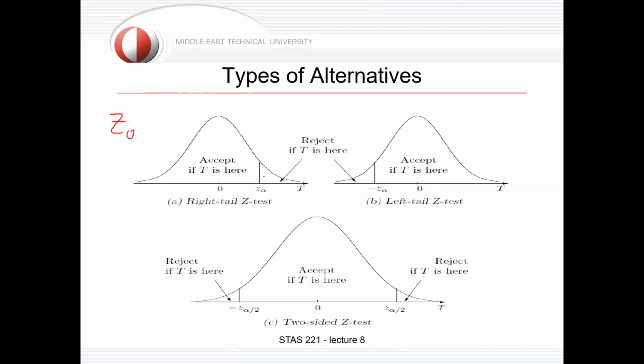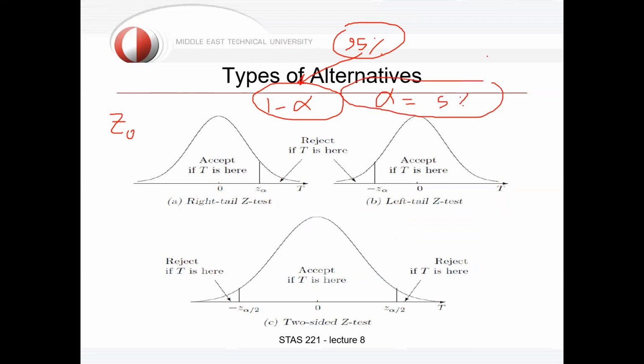Okay, here you can see we have shown acceptance regions and rejection regions. So here, if I say I want to run a test with 1 minus alpha confidence, or alpha significance level, for example, a test with 95% confidence level, it means 1 minus alpha, right? It means that alpha is actually 5%.